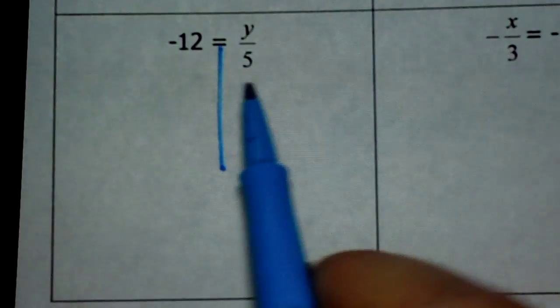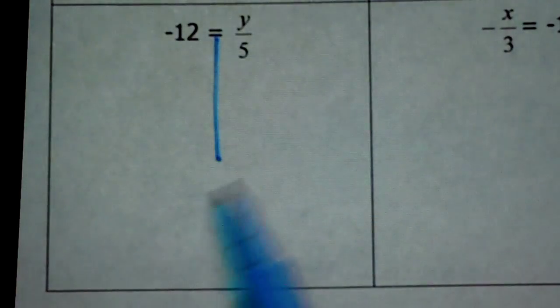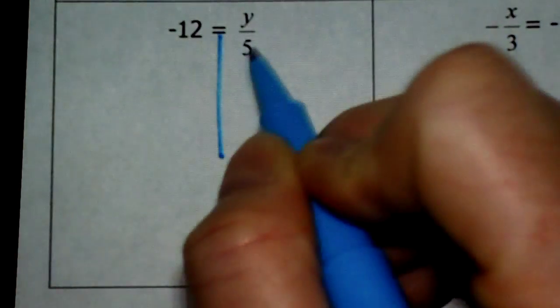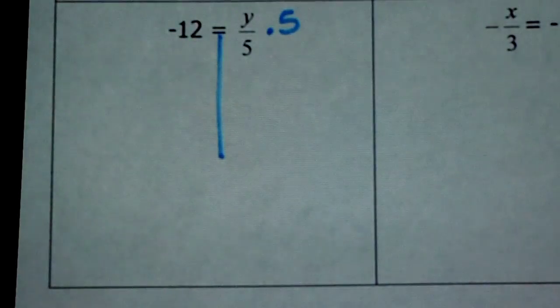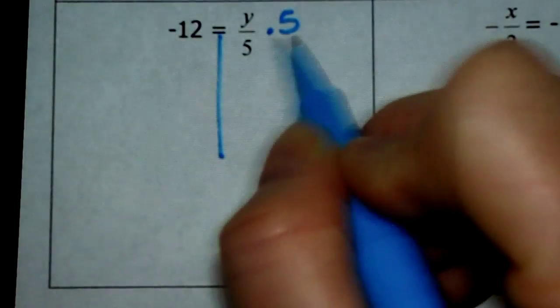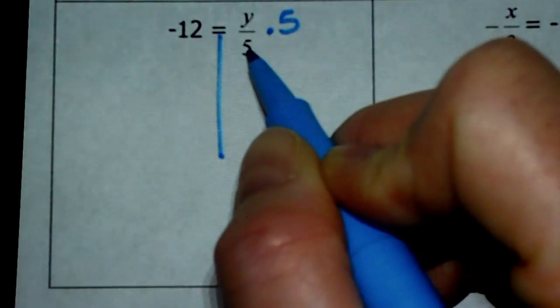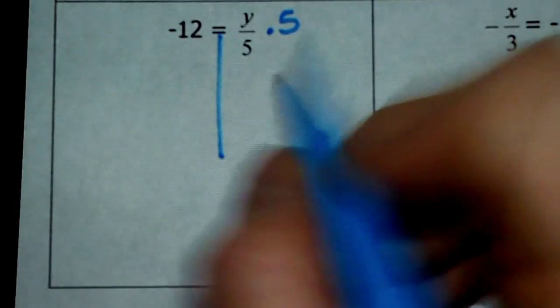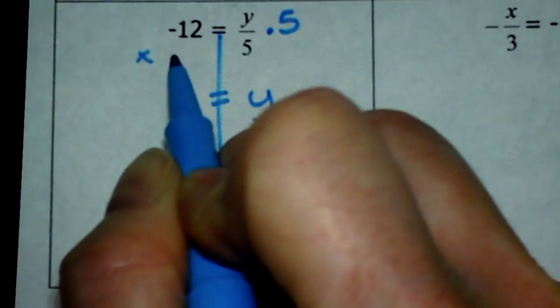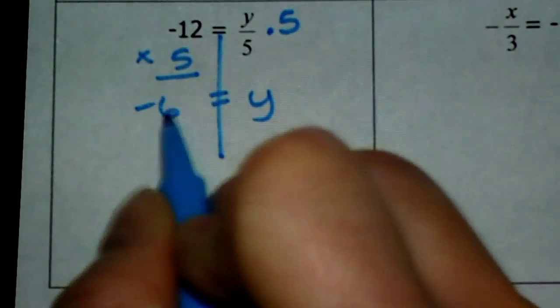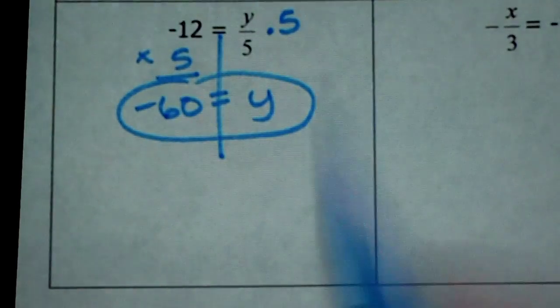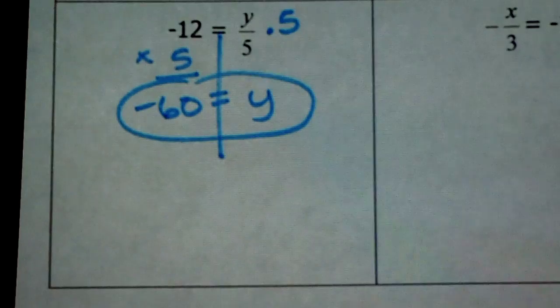All right, the next one, this time the y is on the other side. That's okay. I'm going to draw my line. If I want to figure out what number divided by 5 is negative 12, I need to get rid of this 5. To do that, I'm going to multiply each side by 5. Because this allows me to cross-cancel those 5's, and I'd get y over 1, which is y. And whatever you do to one side, you have to do to the other. And when you take negative 12 times 5, you get negative 60. And if you took negative 60 divided by 5, you would get negative 12.